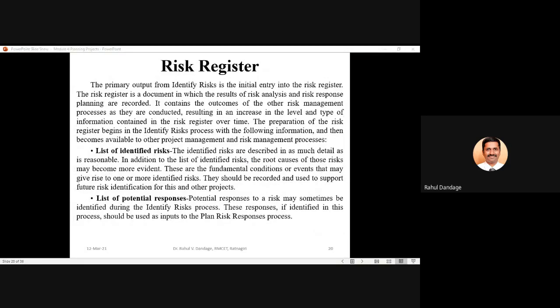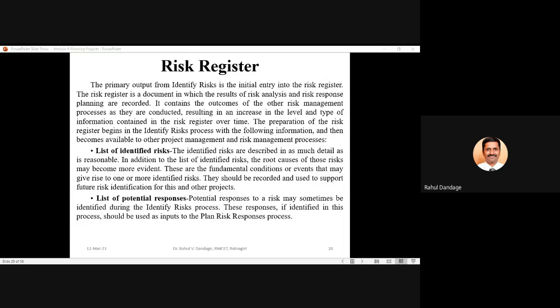Then the next part is about the risk register. This risk register is a very important document as far as the entire project risk management process is concerned. When you go through the previous activity, that is identification of the risk, the primary output of this activity is the creation of a document called the risk register.